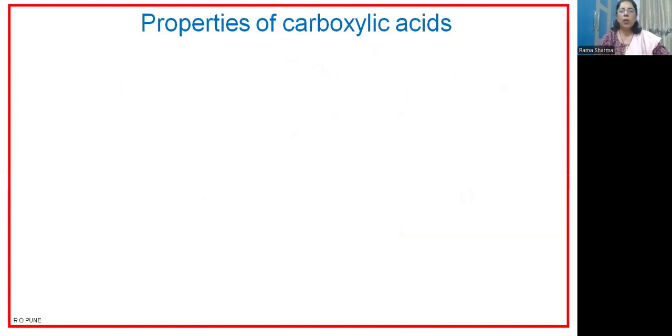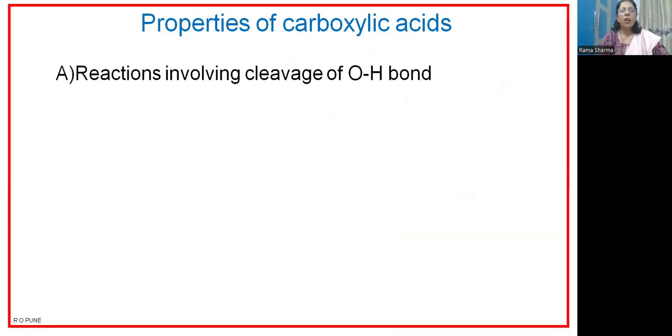Let us talk about the properties of carboxylic acid, basically the chemical properties of the carboxylic acids. As we know the structure of carboxylic acids is COOH. If we draw the general structure of all carboxylic acids, it should look like this: RCOOH. Here the alkyl group or alkyl chain is attached. Only in formic acid do we have the hydrogen atom. Otherwise, the alkyl chains are attached to the carbon.